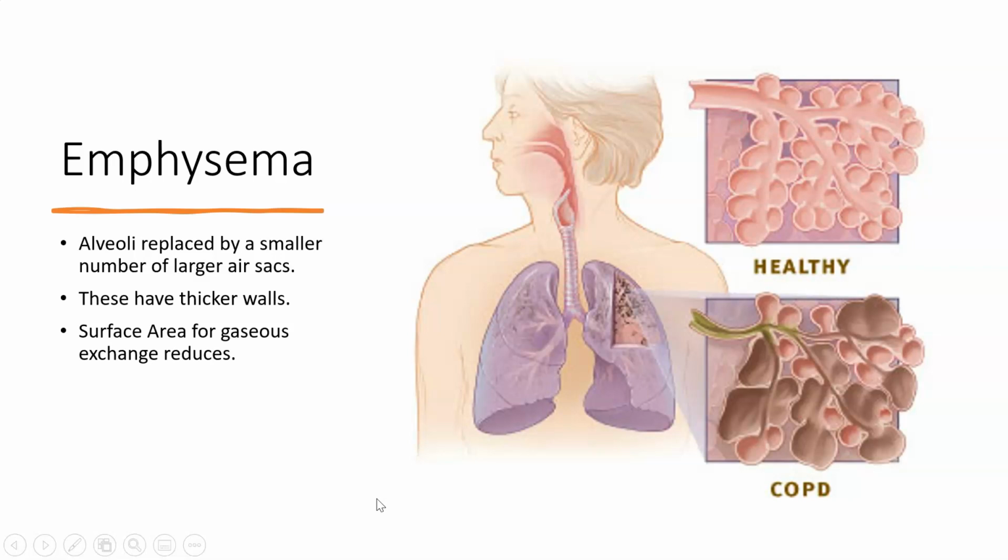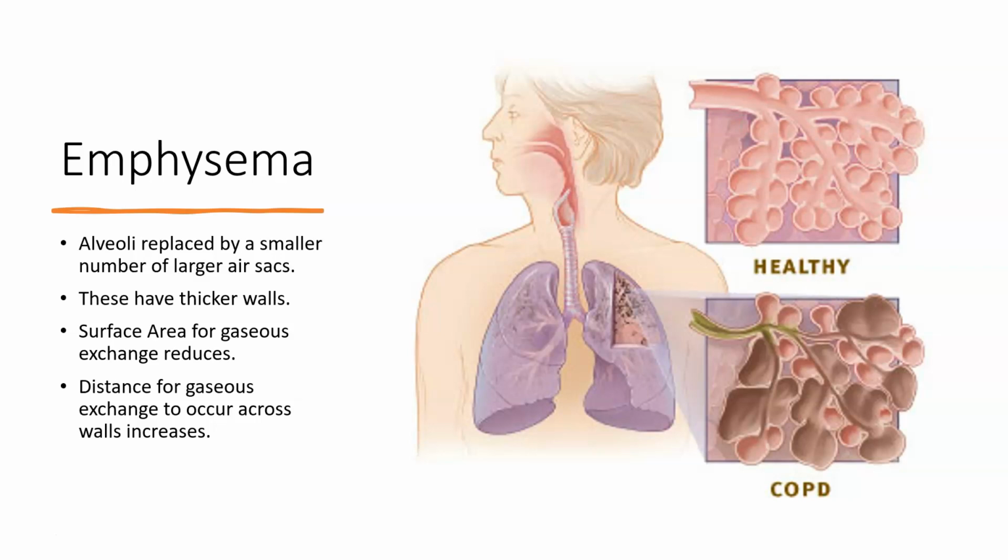Now, because the air sacs have got bigger, the surface area for gaseous exchange has reduced. Remember, you need lots of smaller sacs to have a bigger surface area. If you get a large sac, then you've reduced that surface area for gaseous exchange to occur. Also, because the walls have got thicker, the distance for gaseous exchange to occur has increased. So there is now a big problem because less gaseous exchange can occur and it takes longer for it to occur.